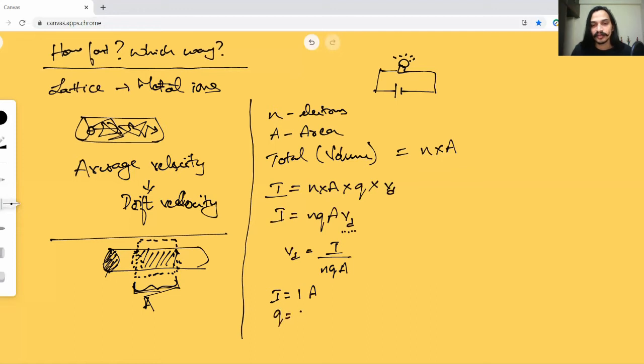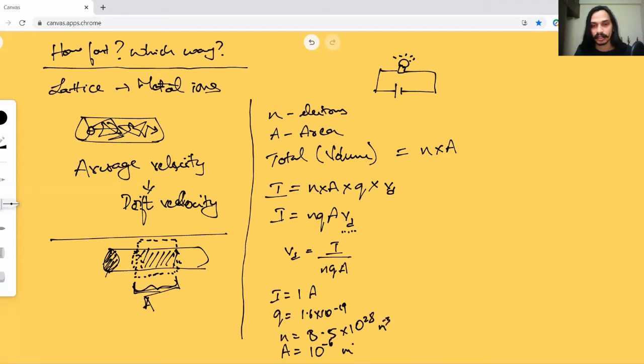Q we already know, which is nothing but 1.6 into 10 to the power minus 19. Right, that is the charge of one electron. We need to figure out what is n, and we need to take a certain value of a, which is the area. Okay, so I'm going to take an area of 10 power minus 6 meter cube. If we take this much area, we need to find how many electrons are there in copper. We call this the electron density. So an experimental value is there for this, which is 8.5 into 10 to the power 28 per meter cube.